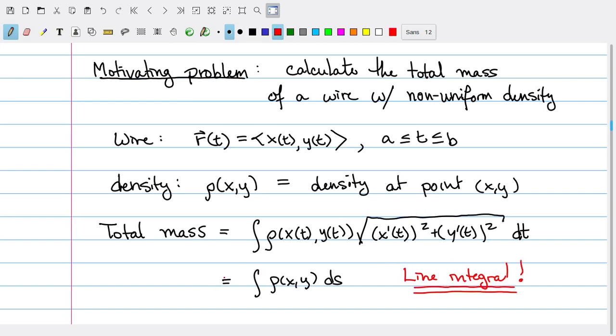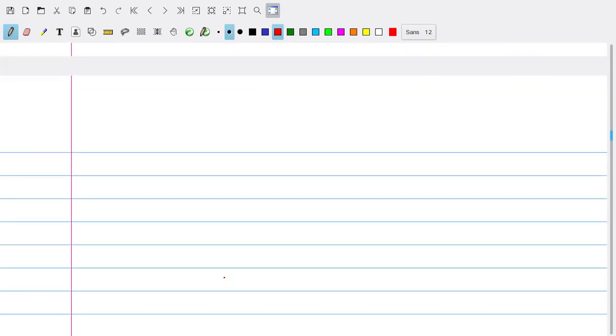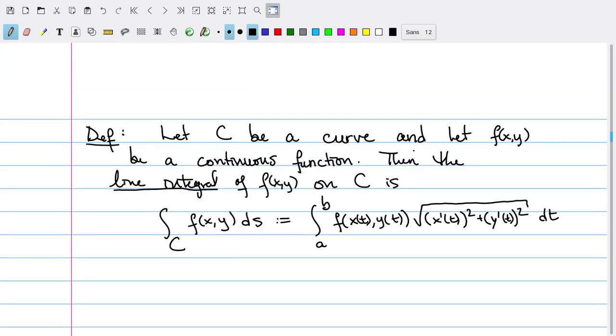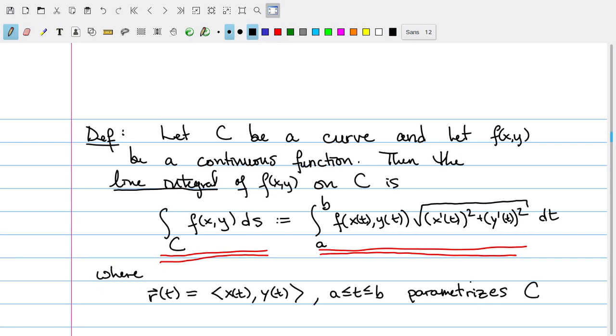In fact, this sort of intuitively motivates our definition for any particular function. Let C be a curve, and let f of x y be a continuous function. Then the line integral of f of x y on C, which is this expression here, is given by the integral from a to b of f of x of t, y of t times the square root of x prime of t squared plus y prime of t squared dt, where r of t equals x of t, y of t is some parameterization of C.